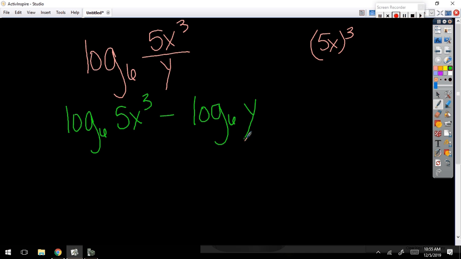Is that it? No. So what you're looking for as you make your way through the problem of expanding is anything being multiplied, divided, or exponentiated, because those are the 3 properties that you have. Now, if that first term looked like this, I would need to take care of the exponent first. But because the exponent's only on the x, I can go ahead and split that 5 and x up. Do you see that?